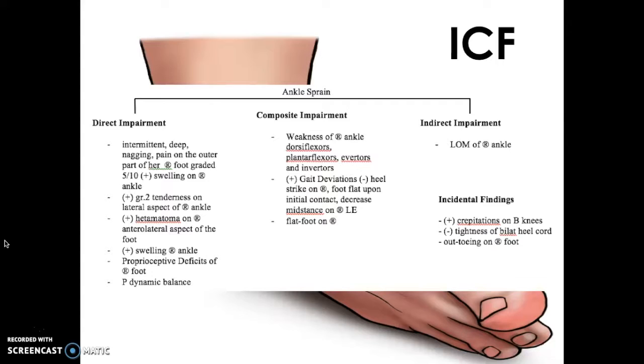And next, weakness, because there is also a presence of weakness. For the flat foot, the weakness of the foot muscles can cause flat foot. And the weakness is caused by pain and LOM. So it's a composite. And for incidental findings, positive crepitations on the bilateral knees and negative tightness of the bilateral heel cord and outtoeing of the right foot.